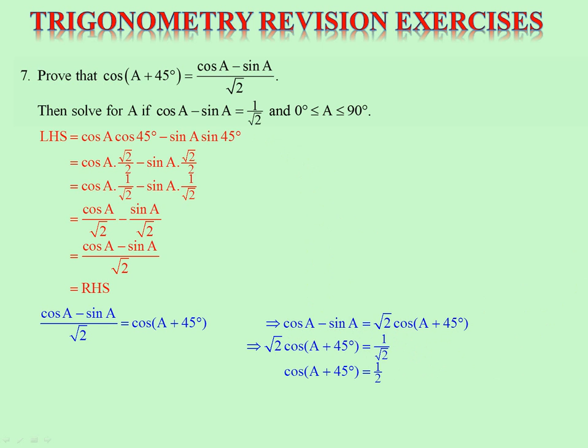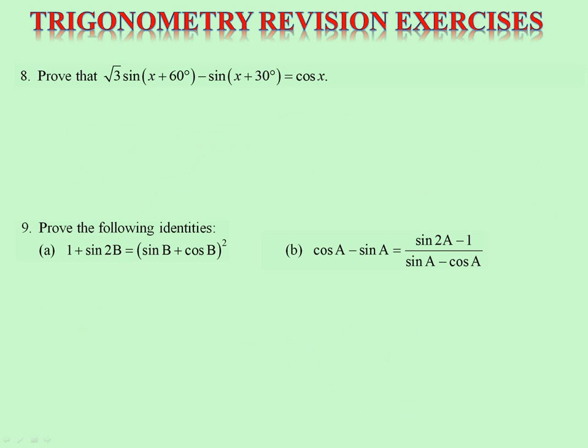Now we're going to go for a not a general solution because in fact it's an acute angle. So pretty straightforward. Cos of what is a half? Cos of 60 degrees. Therefore A plus 45 is 60. A is 15 degrees. Next question.